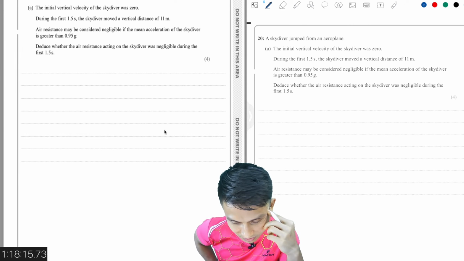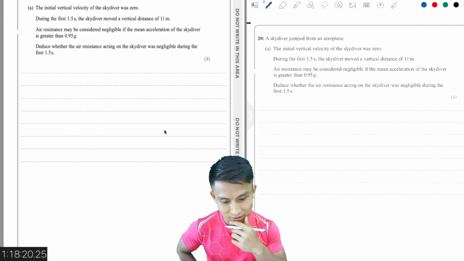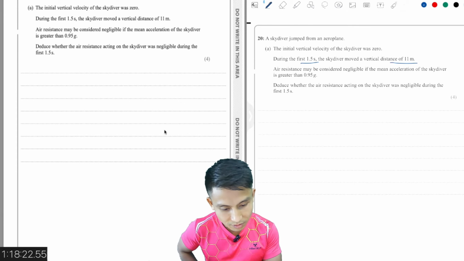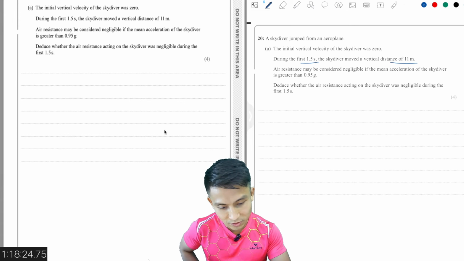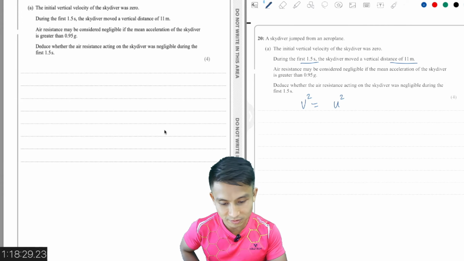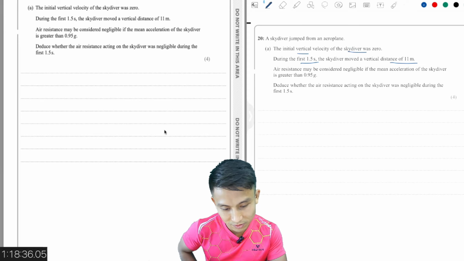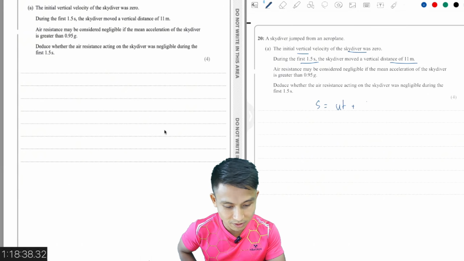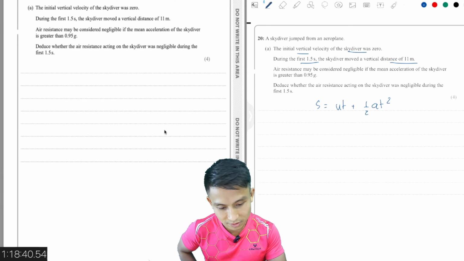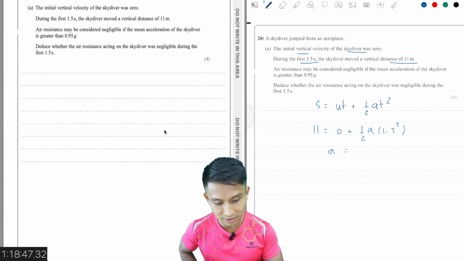Negative if the mean acceleration. Deduce whether air resistance acting on the skydiver was negligible during the first 5. Okay. So we can calculate the acceleration here using just suvat. Vertical distance of 11, initial velocity 0. Okay, s equals ut plus half at squared. So 11 equals 0 plus 1 half a 1.5 squared. So we're just going to solve for a and see what happens there.